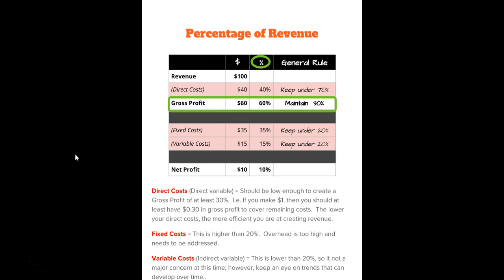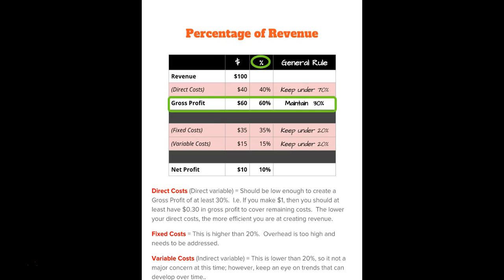So we have each account on the left. As you move to the right, you'll see the dollar amount, percentage, and the general rule. So we're looking at everything as a percentage of revenue. If we take our revenue in this example, we have $100. Our direct cost, this is the money to make money, is $40. So that is 40% of that $100. So we have a 40% direct cost. And the general rule, you want to keep this under 70%. Now, when we go down, we see we have a gross profit of 60.